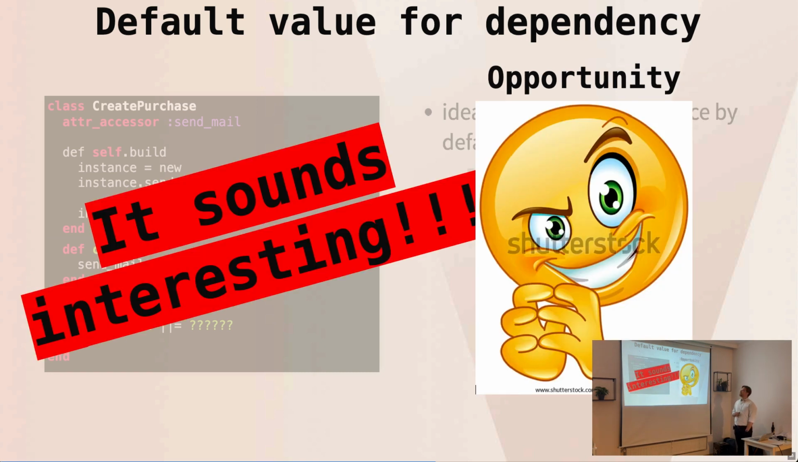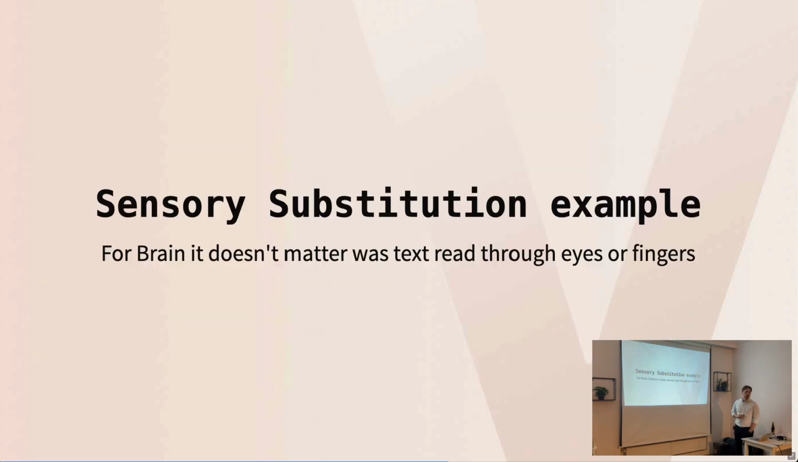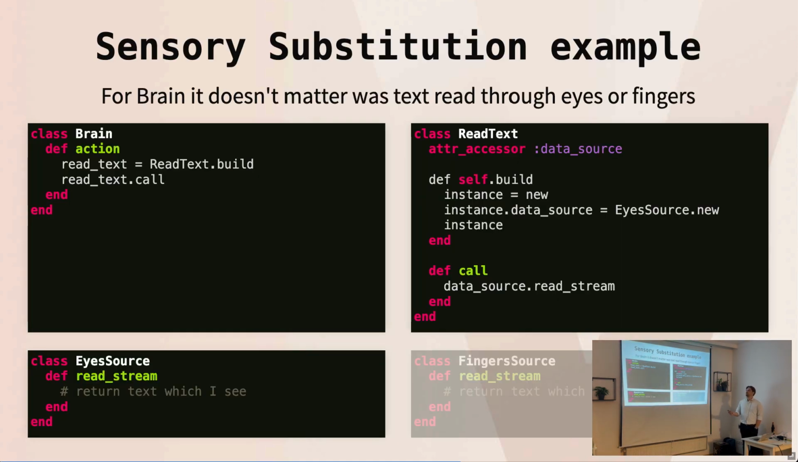Sounds interesting. So let's come back to the concept we started with at the very beginning, the sensory substitution example. And let's think again about our brain and what is important for it. The brain doesn't care whether text is read through eyes or fingers. Let's code this. So we have our brain.